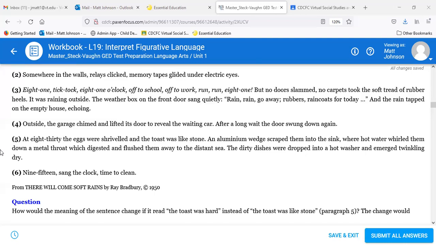At 8:30, the eggs were shriveled and the toast was like stone. An aluminum scraper scraped them into a sink, where hot water washed them down a metal throat, which digested and flushed them away to the distant sea. The dirty dishes were dropped into a hot washer and emerged twinkling dry. 9:15, the clock sang. Time to clean.